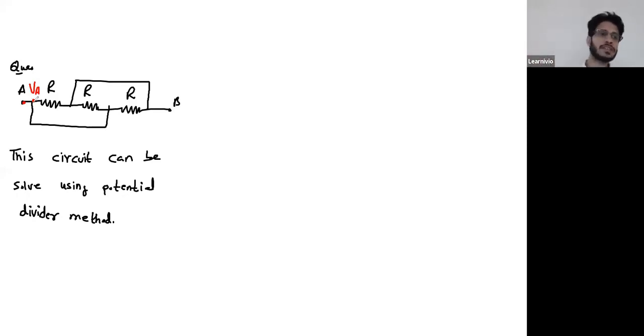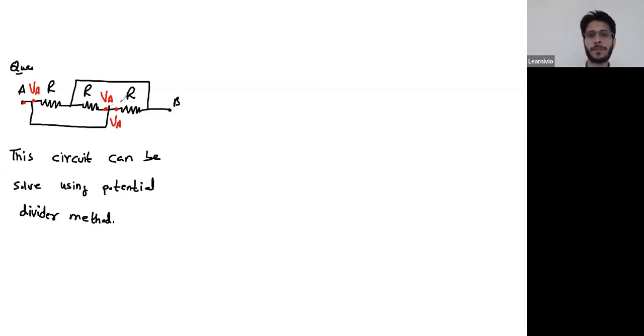If I say this is VA, can I say this is VA? Yes or no? No, because due to this resistance, your potential will change. But if this is VA, can I say this is VA? Yes, we can say this is VA.